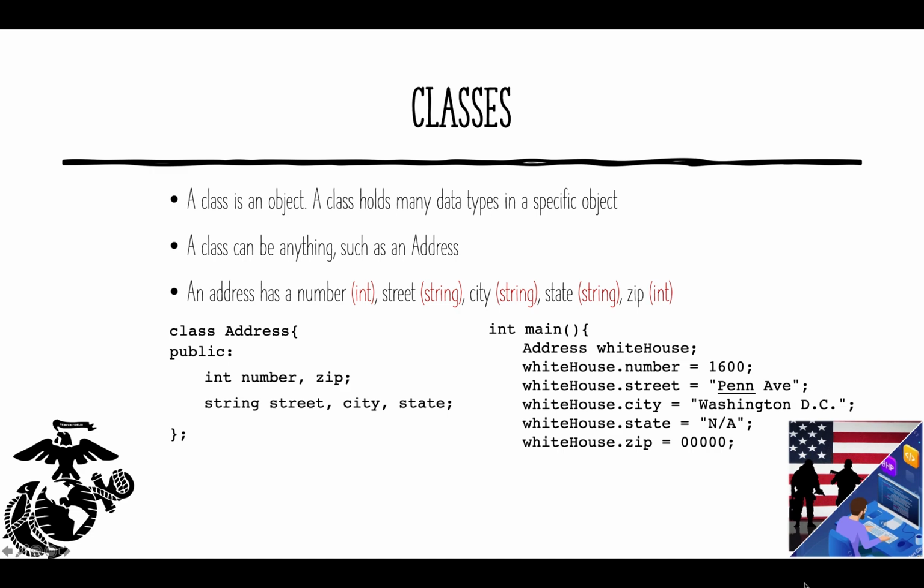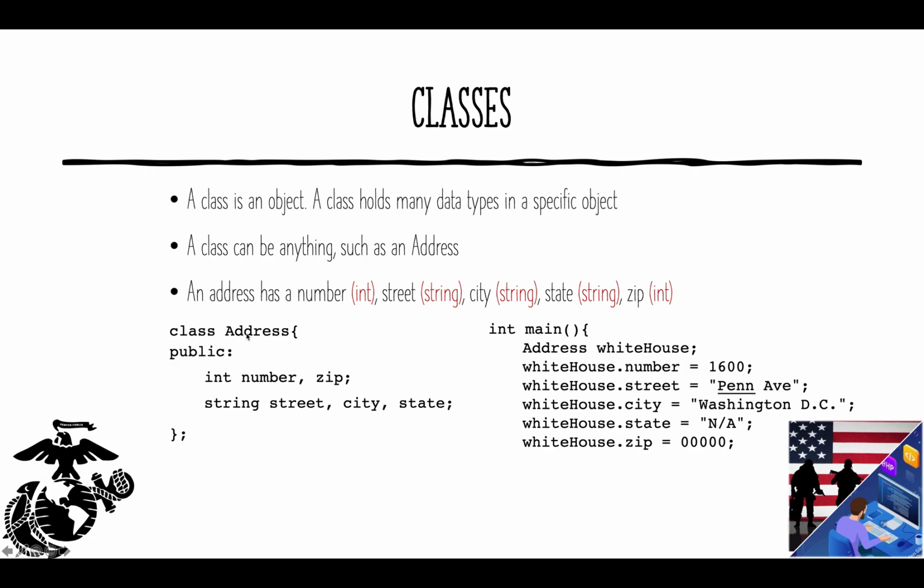So, what are classes? A class is an object that we can create, and a class can hold many different data types, all within that specific object. A class can be anything. In this case, we're going to create an address. An address has a number, which is an integer. It has a street, which is a string. It has a city, which is a string, a state, which is a string, and a zip code, which is also a string. So that is all what we see here.